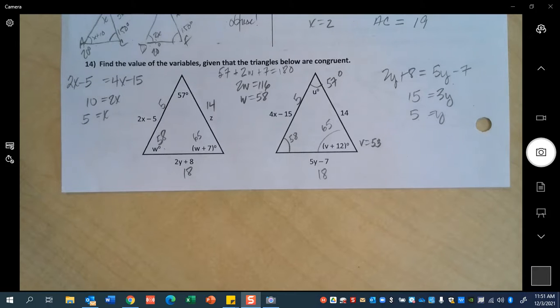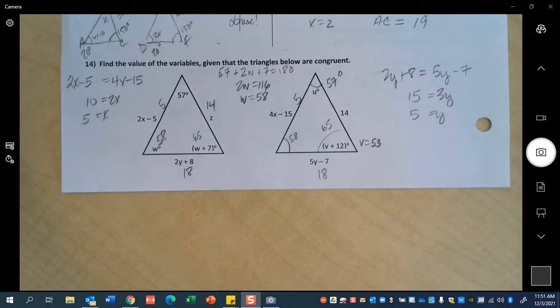How we doing? I was a little bit confused on the last one. So, what can I answer for you? So you would have to do 2x minus 5 is equal to 4x minus 15. Yes, ma'am. But how did you find the angles?